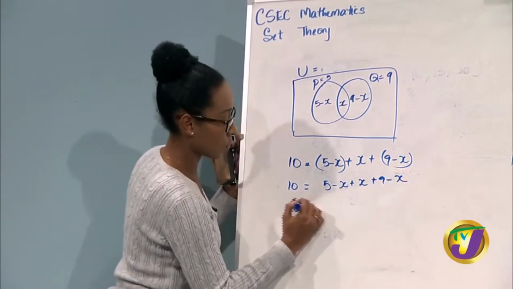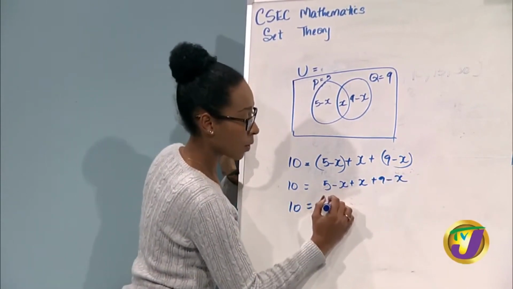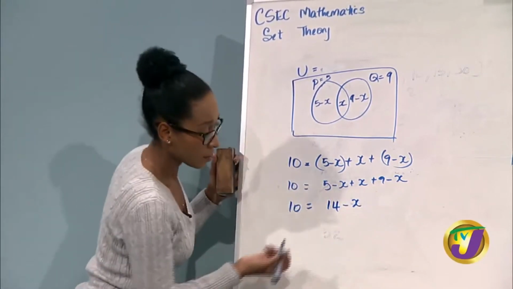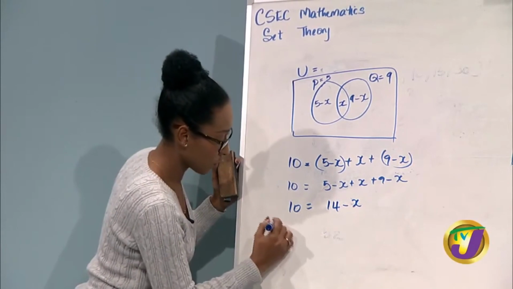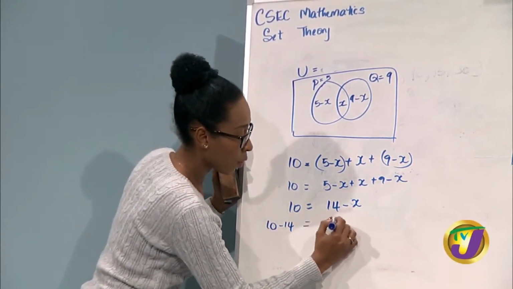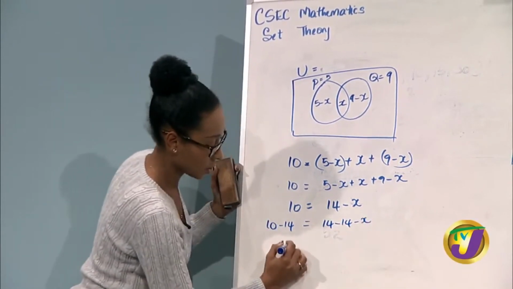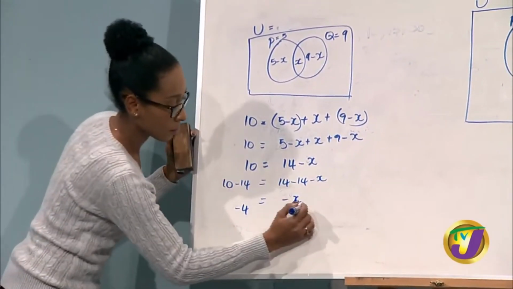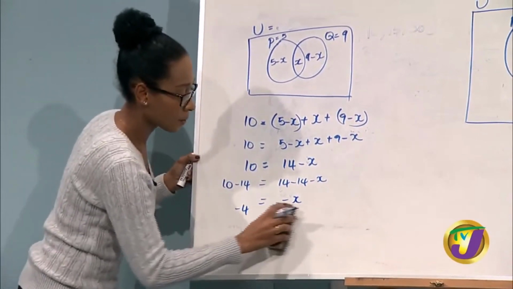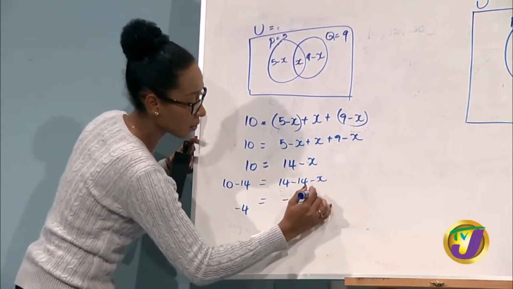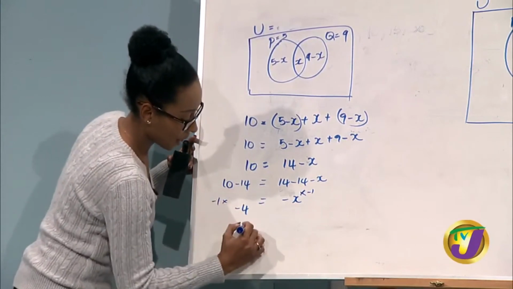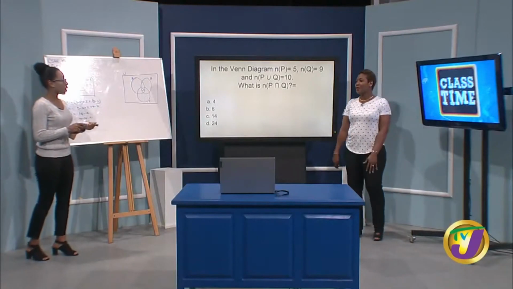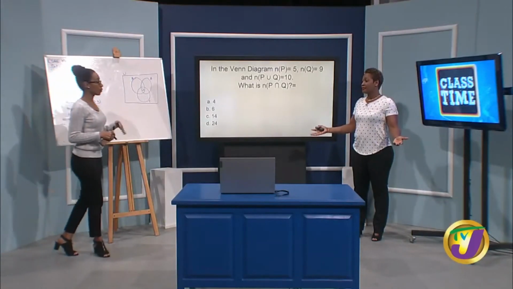So 9 and 5 is 14, and 14 minus X. Now let's work it through, because we're trying to find X. We need to subtract 14 from both sides of our equation, and that will give us -4 = -X. So we'll multiply throughout by -1, or we can divide, and that will give us 4. So X is 4. The number of elements in P intersect Q is 4.